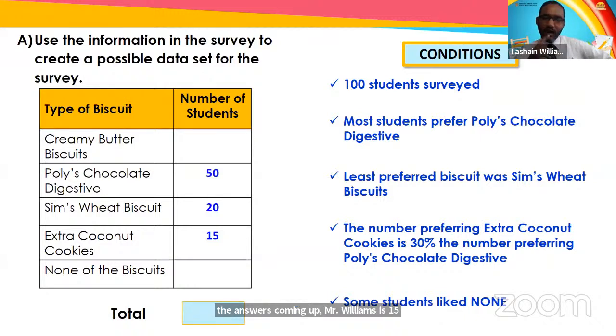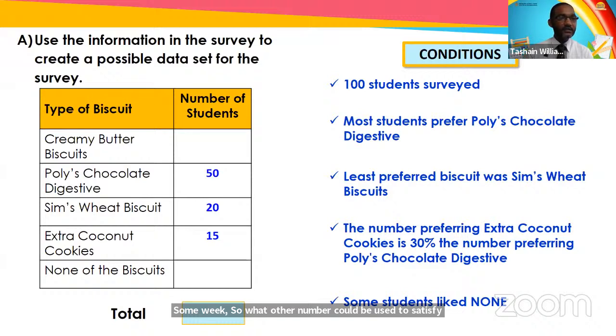So, boys and girls, I want you to look back at the least number of biscuits. It seems wheat biscuit, but then you are saying there is 15. Would that be correct? Look at Sims wheat biscuit. If Sims wheat biscuit is liked by the smallest number of persons, would 20 be that number? Do you think 20 would be that number? What would be an appropriate number or a suitable number if it is the least? Bear in mind, extra coconut is 15. If extra coconut is 15, this table is showing me that extra coconut is the least, but we're saying that Sims wheat biscuit is the least. So what other number could be used to satisfy that condition?